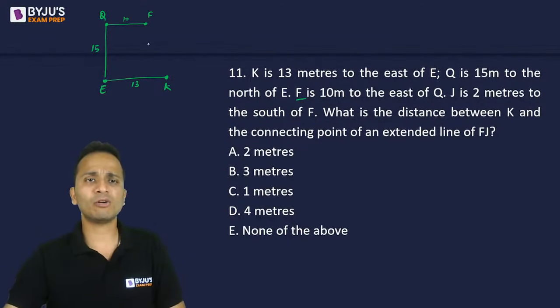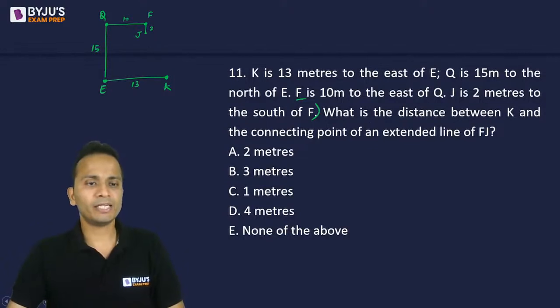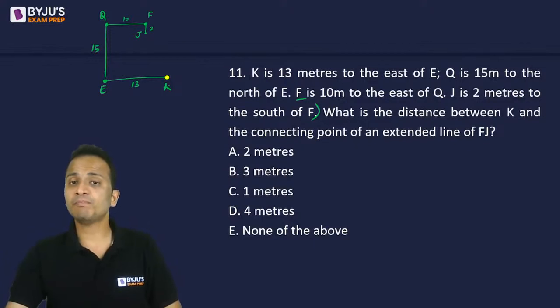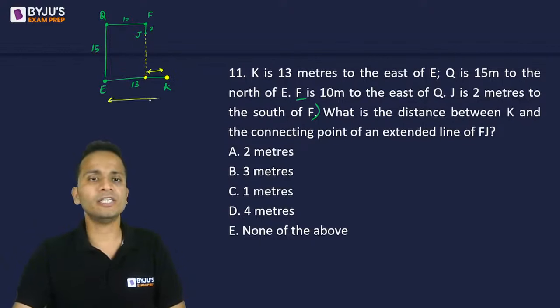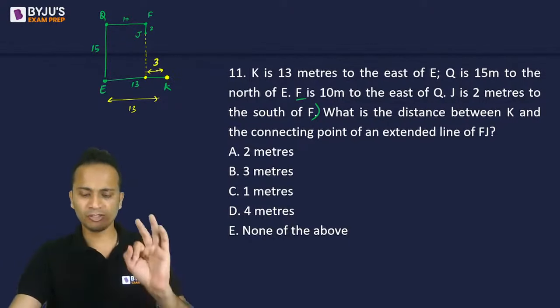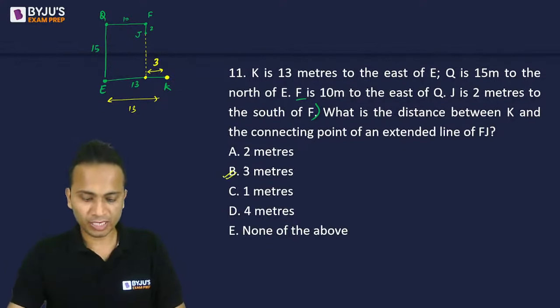J is 2 meters to the south of F. So 2 meters south of F, here J comes. And that's it. So what is the distance between K? So point K, I'll mark with a different color. So this is point K, and the connecting point of an extended line FJ. If we extend FJ, this is the point that is connecting the line. So we have to find out this distance. The total distance was 13, and from that the upper one of 10 is subtracted. So this remaining distance should be 3 meters. So 3 meters should be the correct answer.